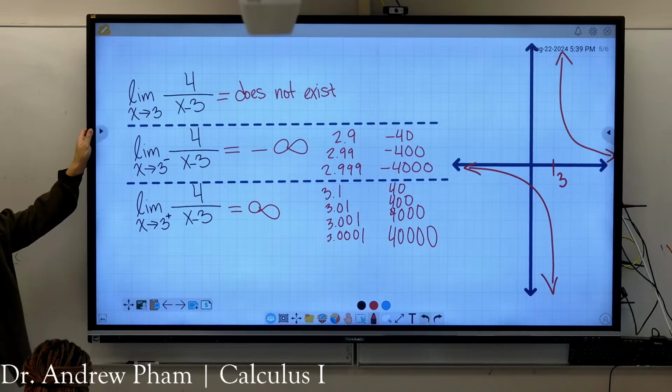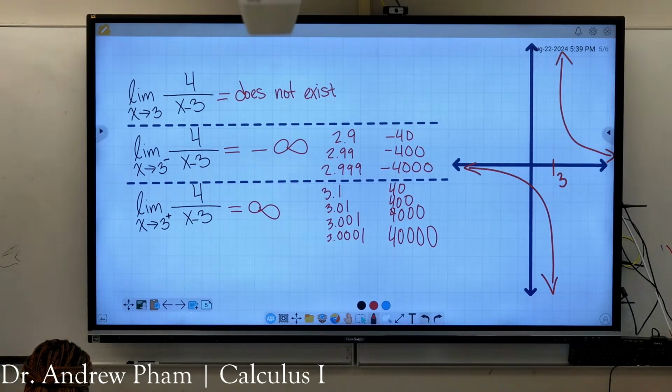Now the question is, do I really need to plug in 2.9, 2.99, 2.999 over and over again to see if it's positive or negative infinity? No, not really, because first off, if I'm at this point, I know it's either infinity or negative infinity. The question now is just, how do I know if it's positive or negative?